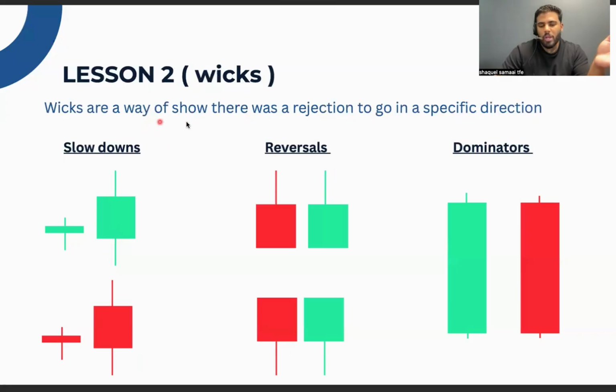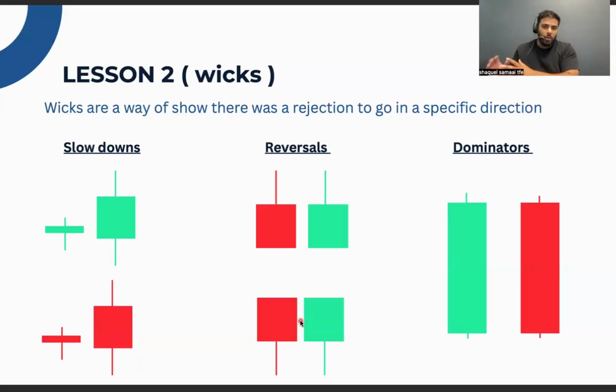The wicks are ways of showing the rejections to go in a specific direction. Read that nicely: wicks are a way of showing there's a rejection to go in a specific direction. Now, what does it mean, traders? Look here, with this one, the slowdown, the wicks on both ends tell you it's slowing down. However, with reversals, traders, when there's a wick on top, it's showing you rejection. It's a rejection. The candle was there once upon a time, however, it failed to close there.